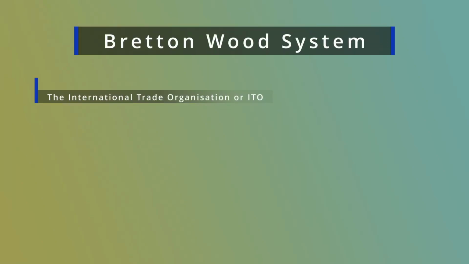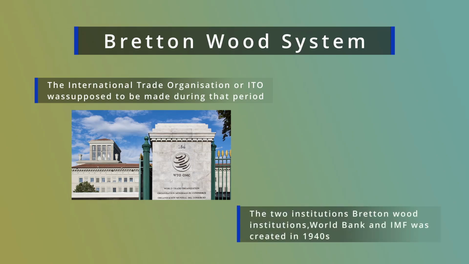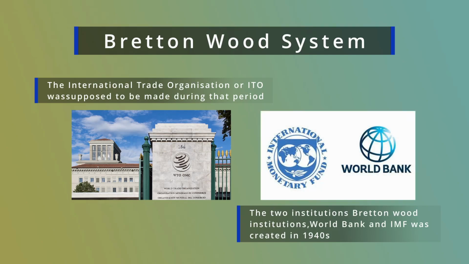Another thing was that the International Trade Organization, or ITO, was supposed to be made during that period. The two world institutions, the Bretton Woods institutions, World Bank and IMF, were created in the 1940s. However, the ITO, or International Trade Organization, was not materialized because of many reasons that I will discuss later. Instead of this ITO, GATT, G-A-T-T, that means General Agreement on Tariffs and Trade, was created for an interim period. And that GATT was subsumed by the WTO, or World Trade Organization, in 1995.